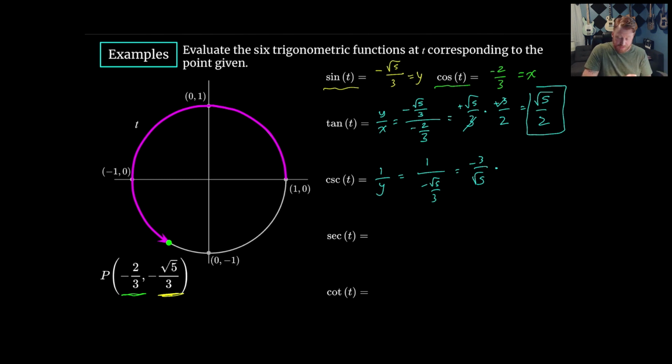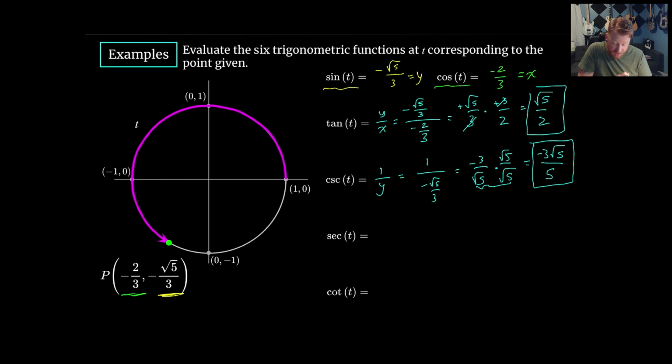There are sometimes good reasons to rationalize denominators, so we're just going to do it because it's good practice. So square root of 5 over the square root of 5 just says 1. I'm multiplying by just some funky form of 1. I'm not changing the value of anything. I'm just changing the way that things look. But this is nice because the square root of 5 times the square root of 5 is just 5. And in the numerator, we'll have negative 3 times the square root of 5. So here is my cosecant of t.